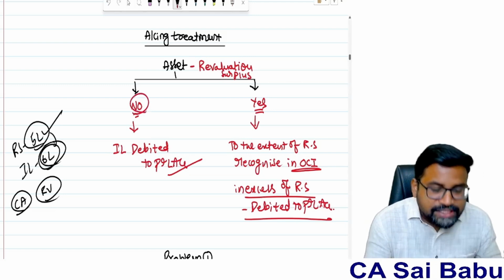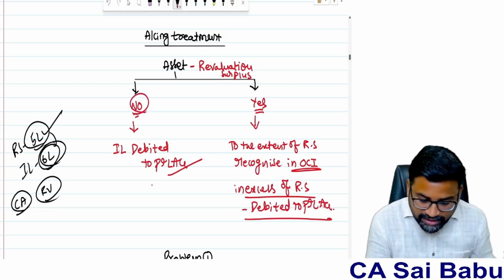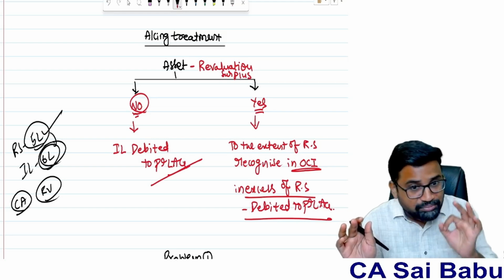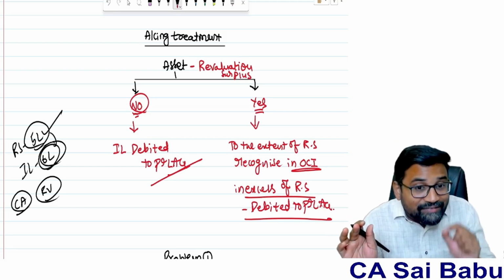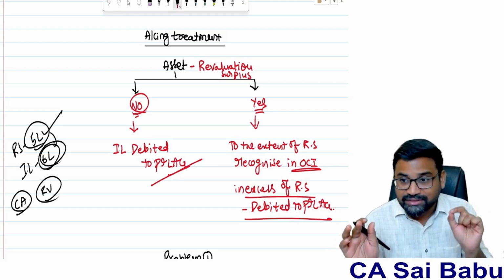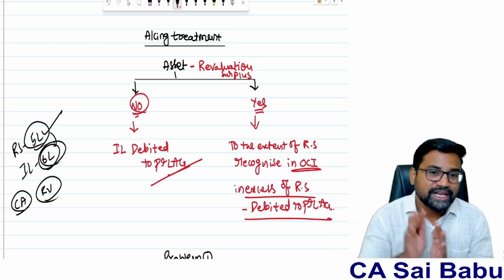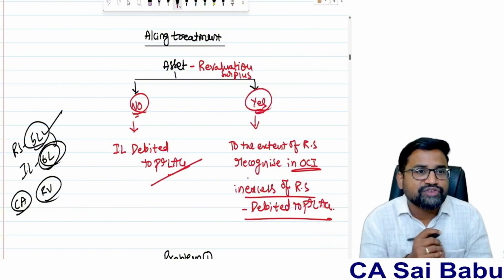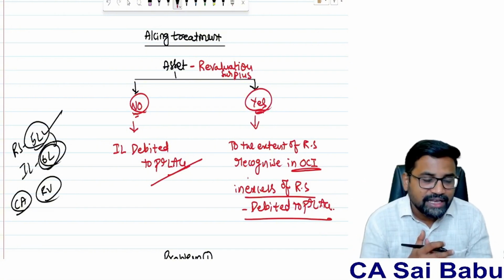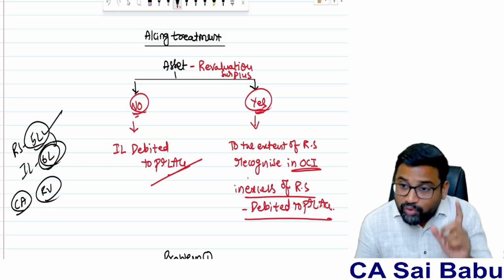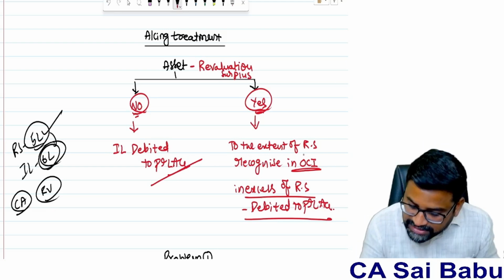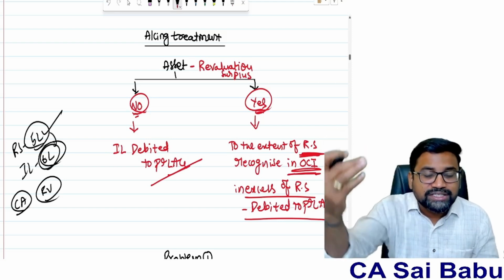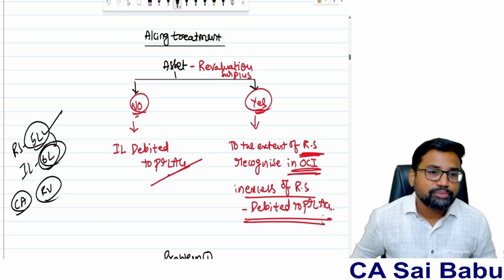If it is no, simply whatever the impairment loss you got on that asset, transfer to P&L account. Is any revaluation surplus existing regarding that asset? No, sir. Then total impairment loss will be transferred to P&L account. Now, suppose the answer is yes, the asset is previously revalued, so there is a revaluation surplus. Now, what the standard says is, to the extent of revaluation surplus, recognize in other comprehensive income. Any impairment loss in excess of the revaluation surplus, then debit to P&L account.